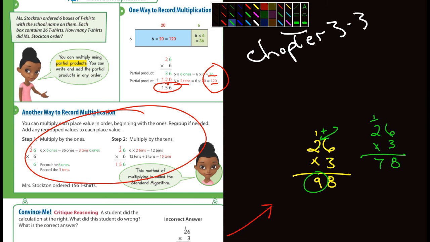Now, of course, you could check it. 26, 26, 26, and we could add 3 of those together. 6 plus 6 plus 6 is 18. Put down the 8, carry that 10, or the 1, and 2 plus 2 plus 2 is 6, plus 1 more is 7, and so we have the same answer here. All right.